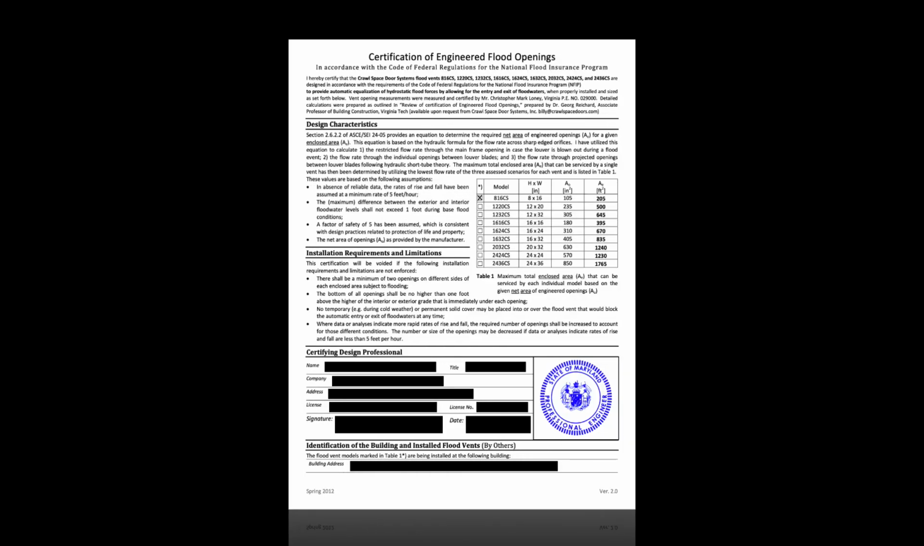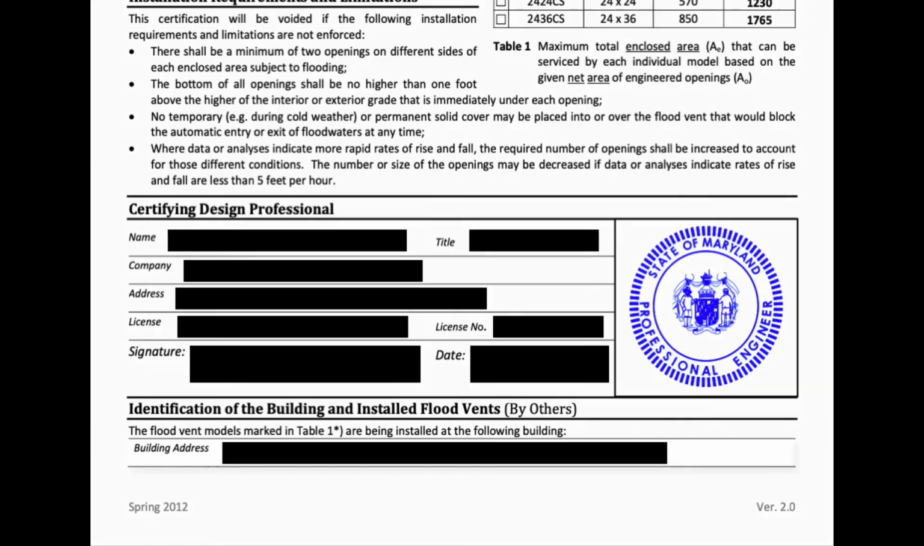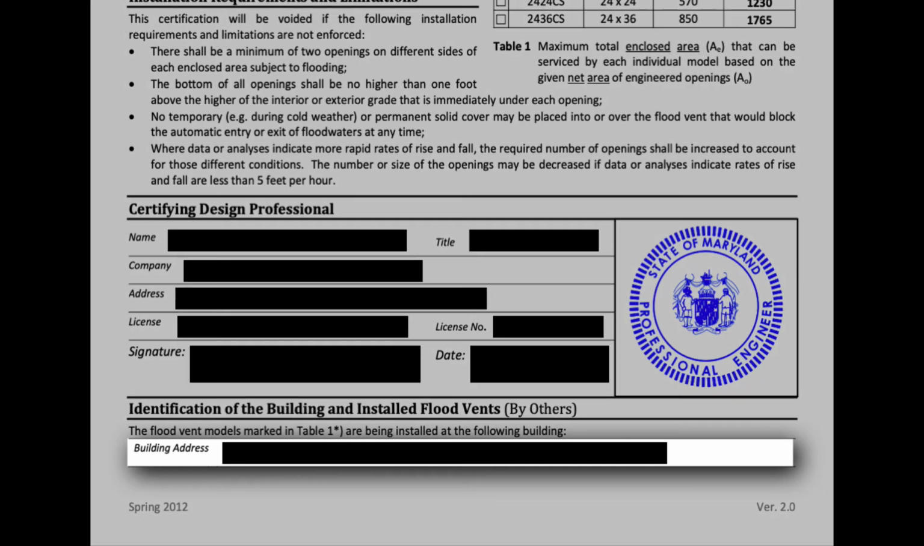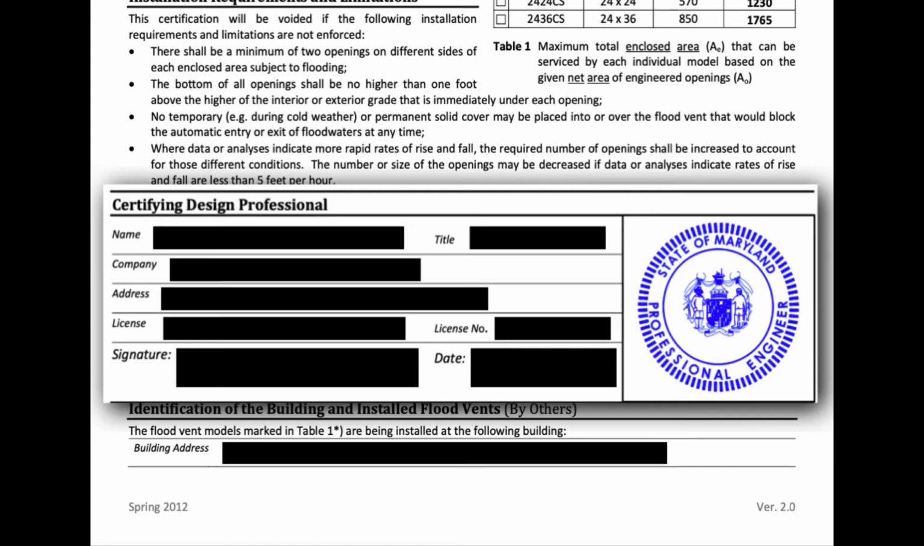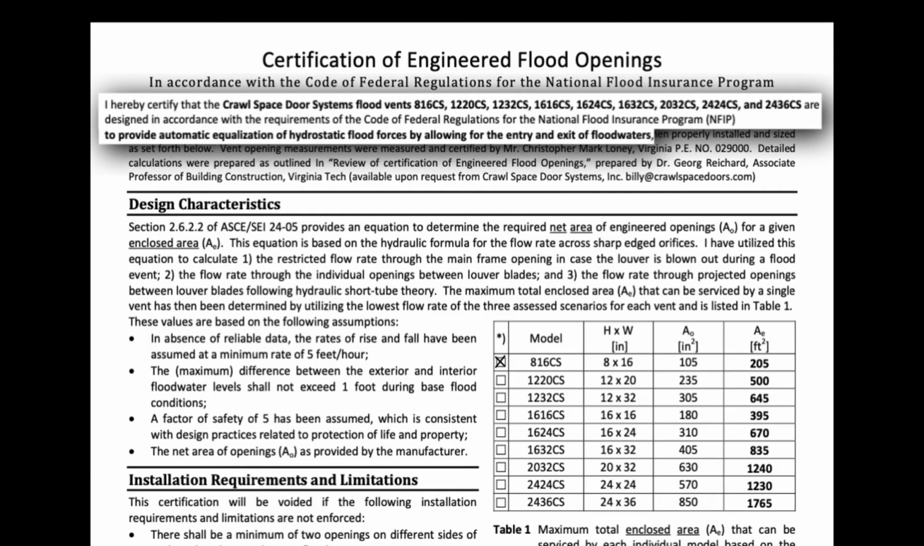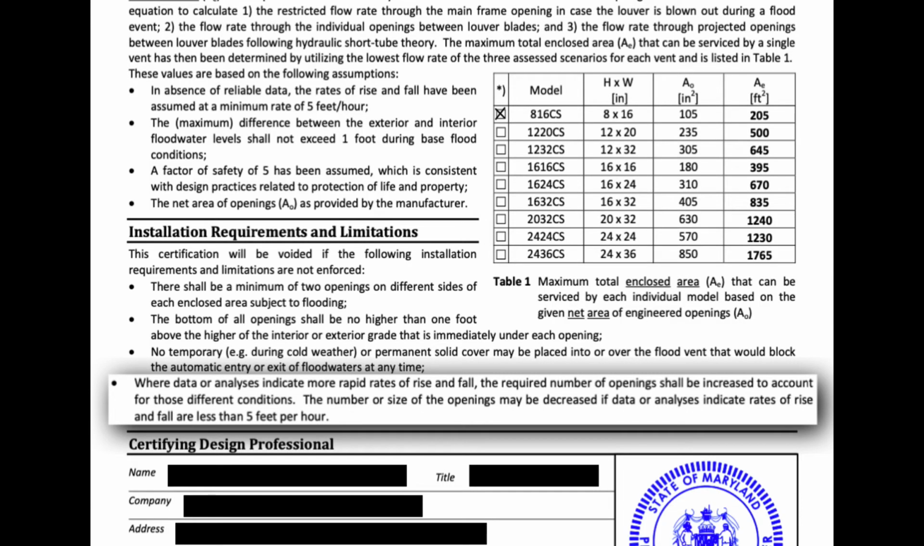If an individual certification is used like the one seen here, it must capture 4 things. It must identify the buildings the openings are installed in. It must show the name, title, address, type of license, state issuing the license, signature, and seal. A statement certifying that the openings will equalize hydrostatic pressure on exterior walls by allowing for the automatic entry and exit of floodwaters, and the range of flood characteristics tested or computed, such as rates of rise and fall of floodwaters.